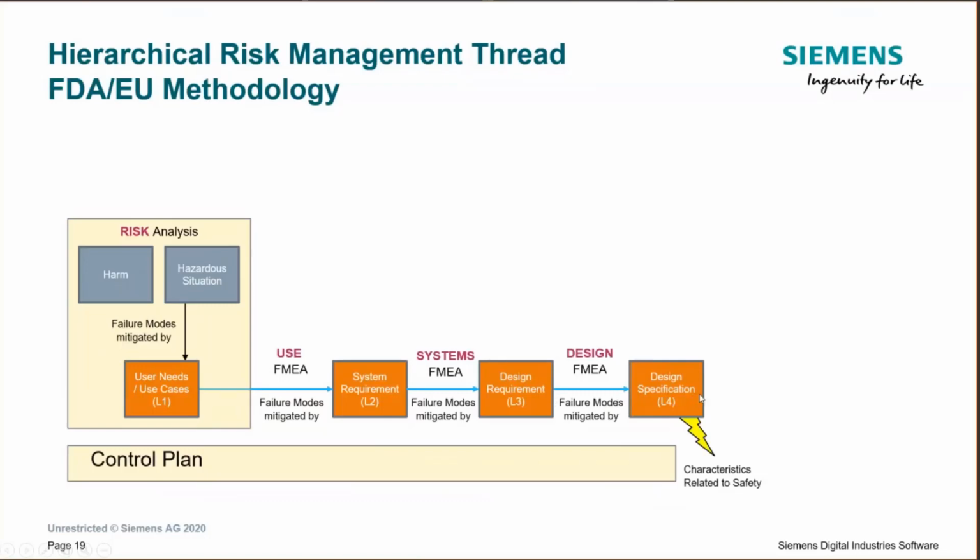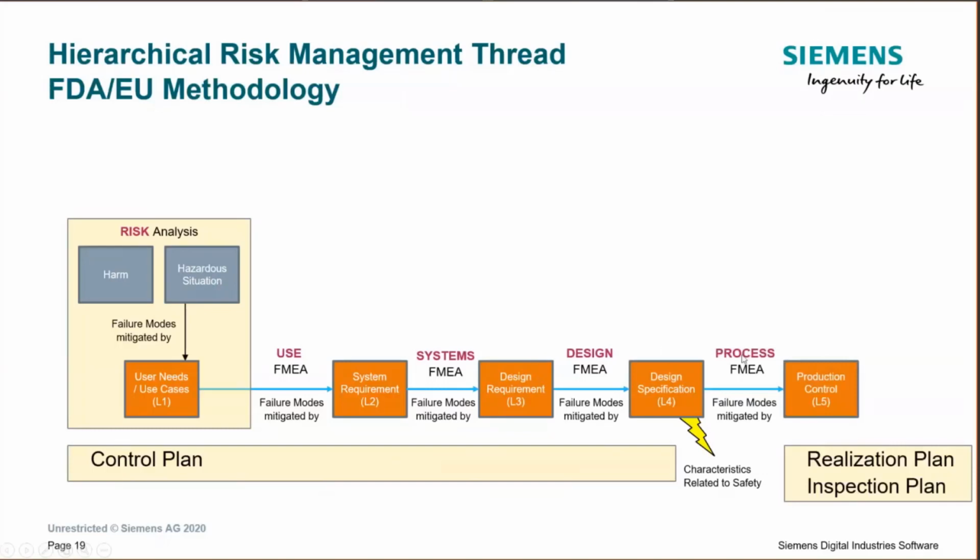controls. And of course, at that specification level, that final level is a characteristic related to safety or a critical to quality characteristic that's going to closely control the hazardous situation and the harm. So what this ends up being is a chain of events that can occur to lead to the hazardous situation. Okay.